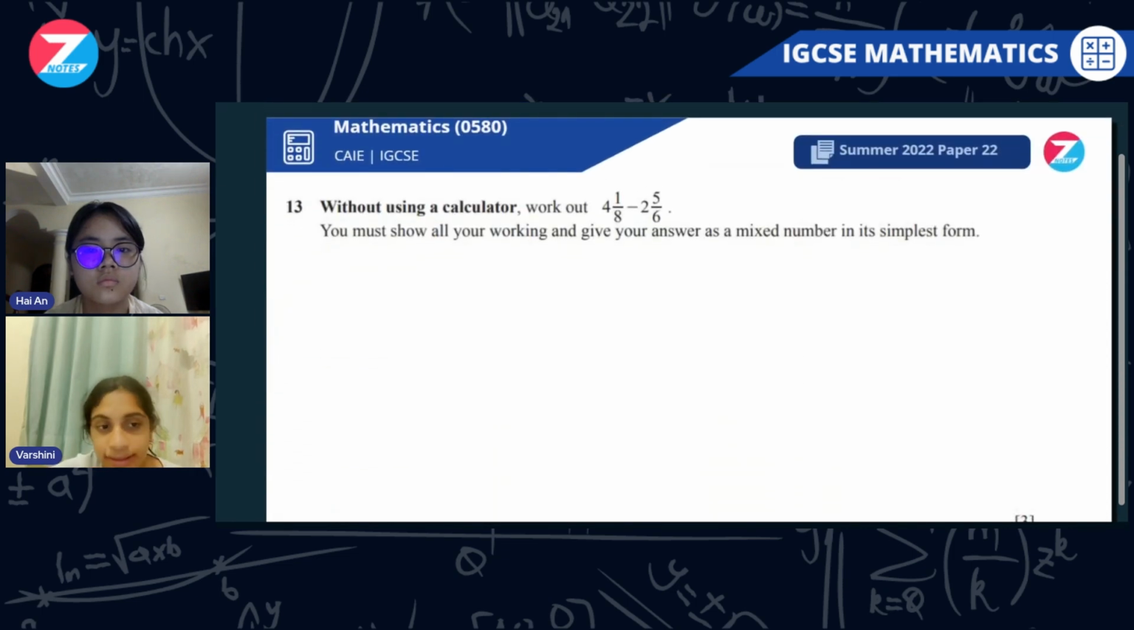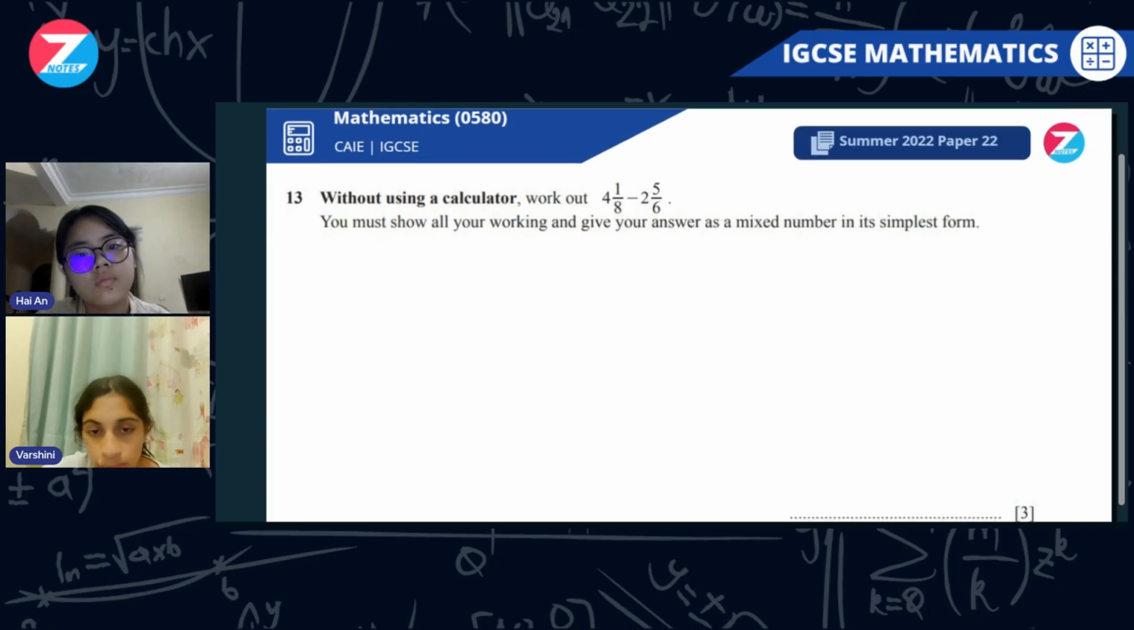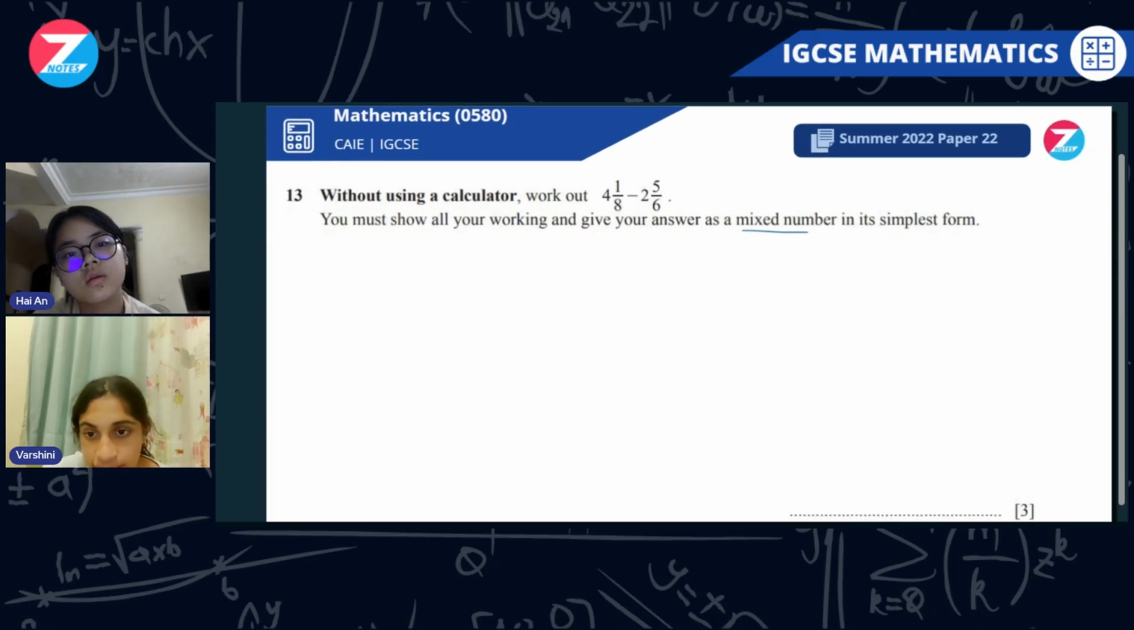Okay, question 13. Without using a calculator, work out 4 1/8 minus 2 5/6. You must show all your working and give your answer as a mixed number in its simplest form. Remember, we can always use our calculator to recheck our working in these questions, but we do need to show all our working.